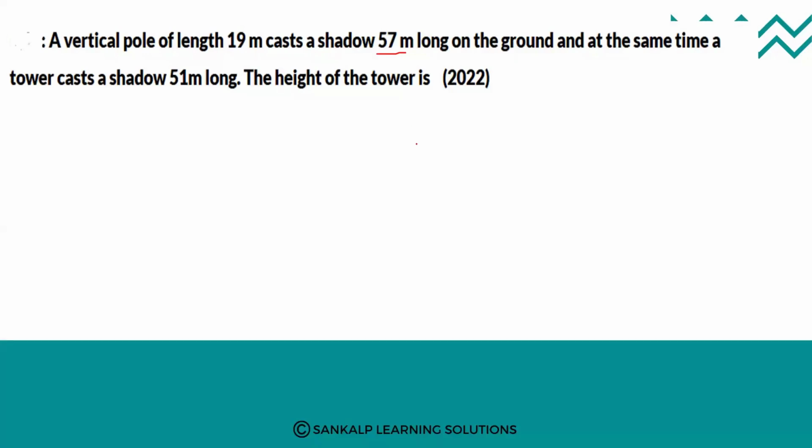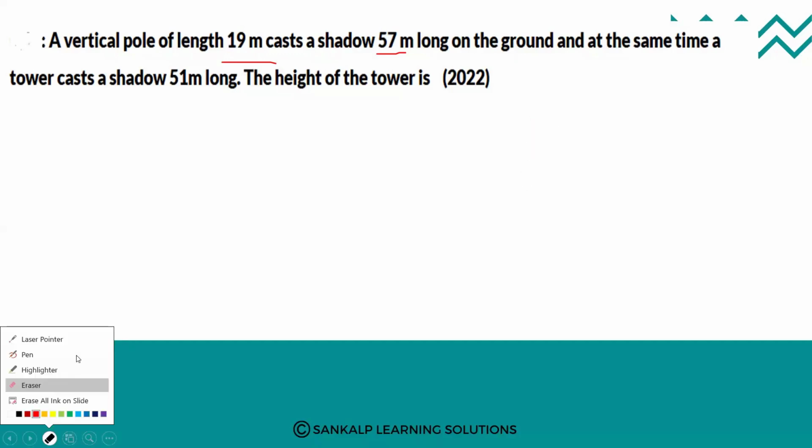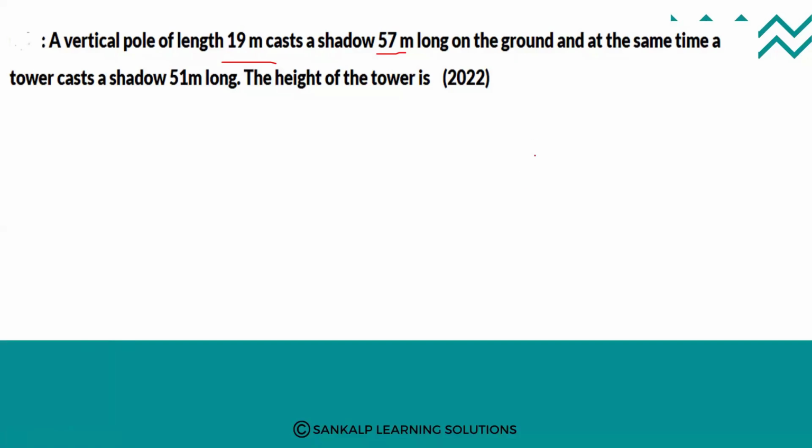So the vertical pole is of length 19 meter. Okay. So take one vertical pole. It is of 19 meter. Okay. 19 meter casts a shadow of 57 meter. So this is the pole and this is the shadow, 57 meter. And now we will draw it fully. So now it becomes a triangle.